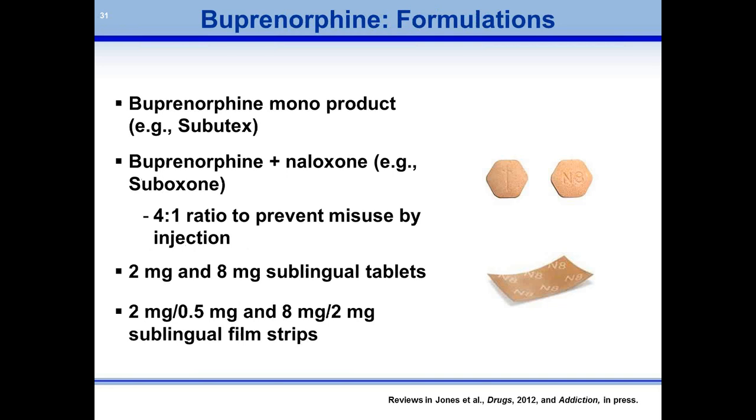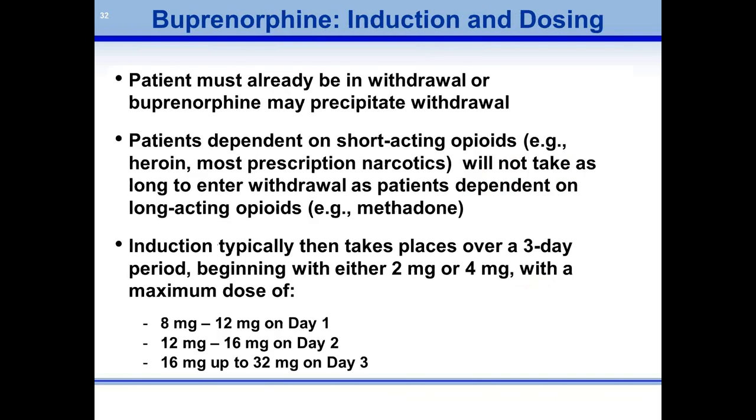There are a couple of different forms of it. The newest form is a sublingual film that has been used. And the type of buprenorphine that we use in our pregnancy studies is Subutex, the mono product. So that's buprenorphine alone and not buprenorphine with the naloxone, which was put in there in an effort to prevent people from diverting it. If they injected it, they would get a nasty withdrawal.